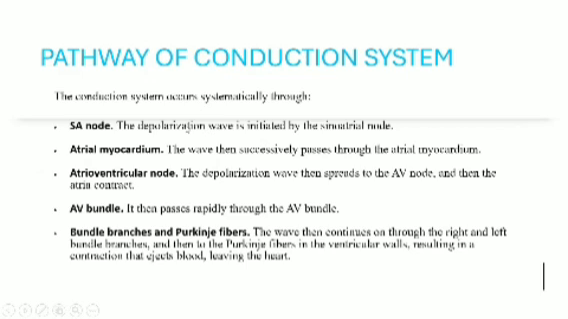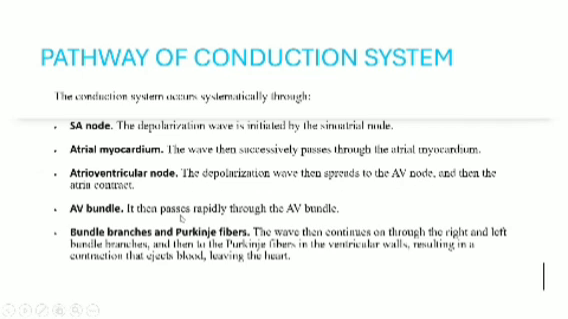The depolarization waves are initiated by the SA node. The wave then successively passes through the atrial myocardium. Coming to the atrioventricular node, the depolarization wave then spreads to the AV node, and then the atria contract.